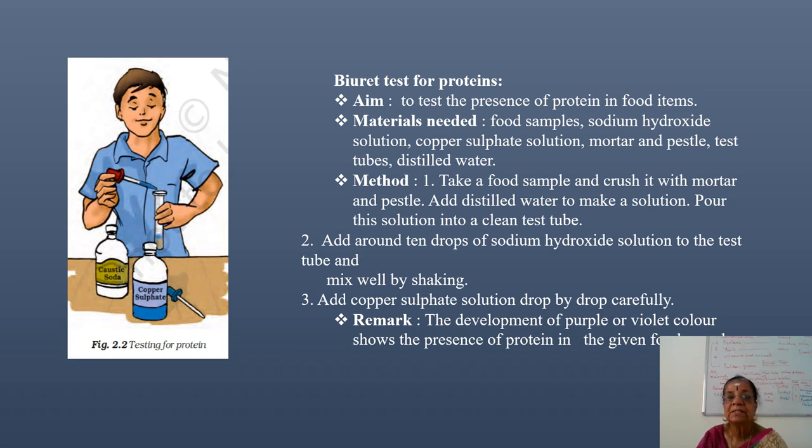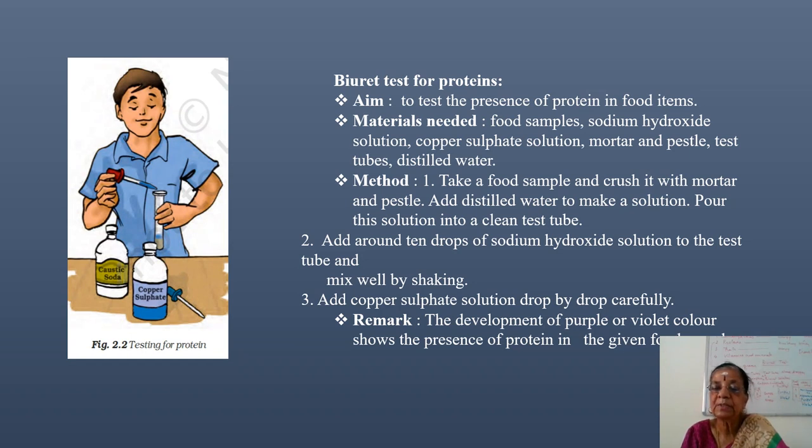So materials needed: food sample, sodium hydroxide solution, copper sulfate solution, mortar and pestle, because sometimes if the sample is solid, it has to be put in a cup-like vessel and ground. They call it a small stone grinder, like the one you find in shops. Then test tube and distilled water. First, take a food sample and crush it with mortar and pestle. Whatever food sample we take. Add distilled water to make a solution. Pour this solution into a clean test tube.